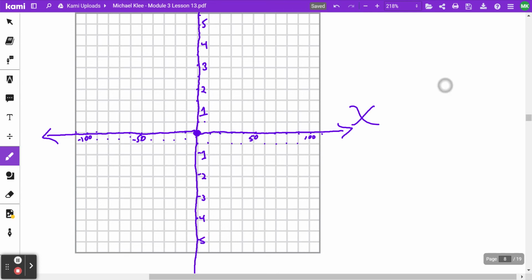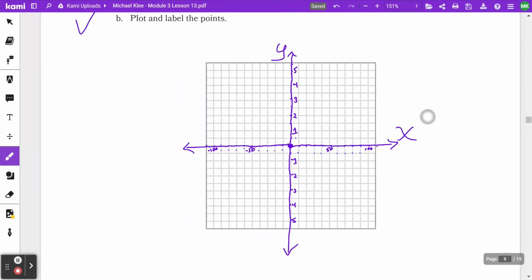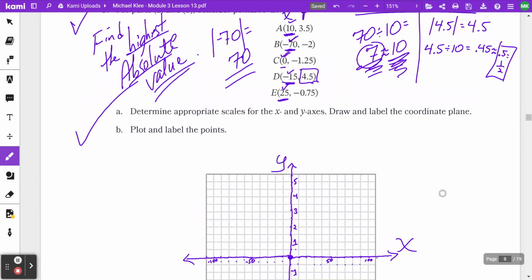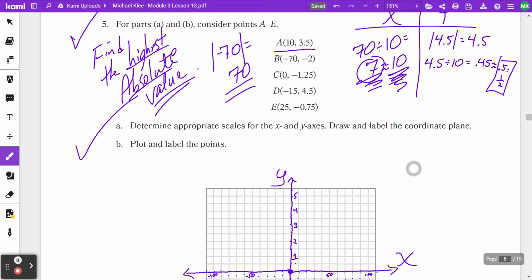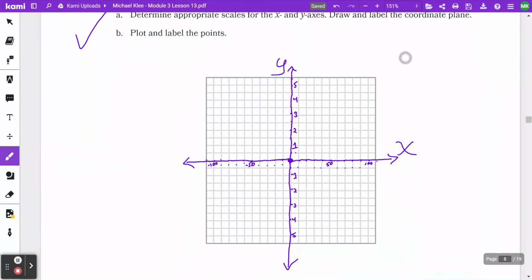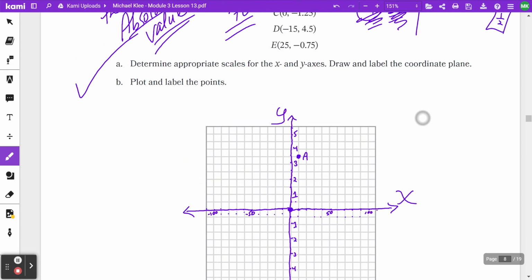So it's looking like that's okay. So now that I have my interval set, I can begin plotting. To release my confusion over here, I'm just going to erase what I have. And so now I can plot a 10 for the x, or 10 right, 3.5 up. So 10 is going to be right there, and then 3.5, right there. See? And I'm just going to put my A right there.